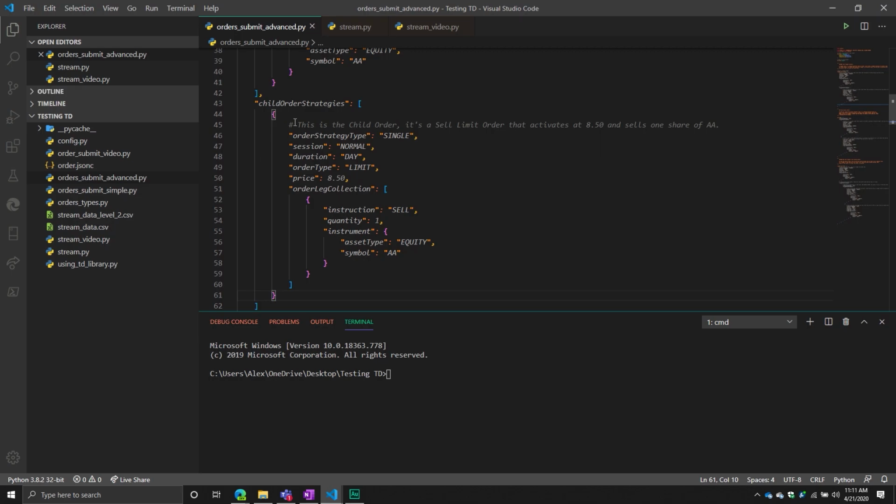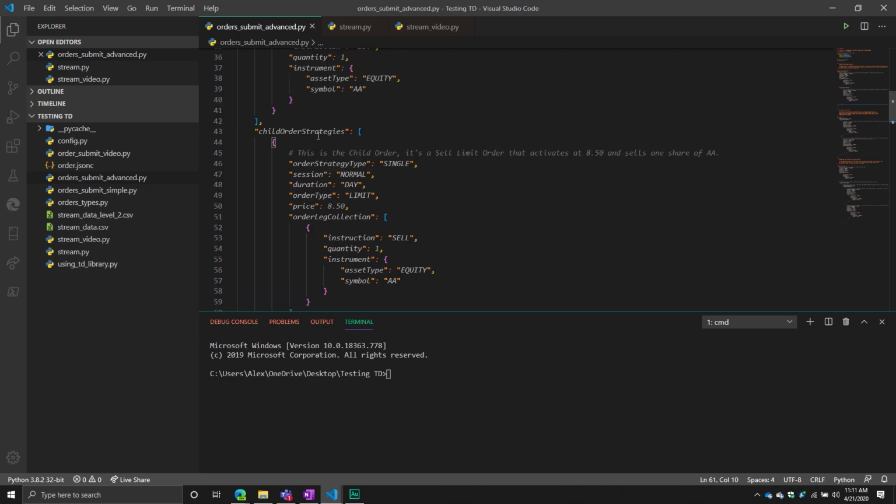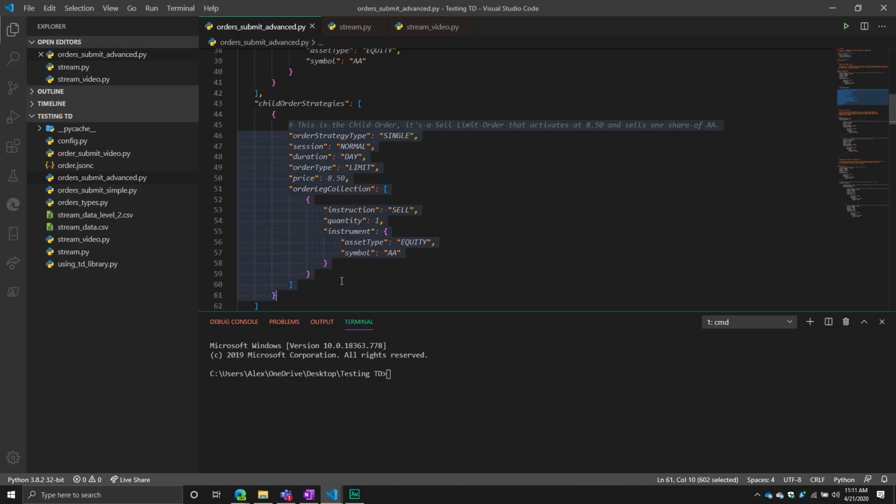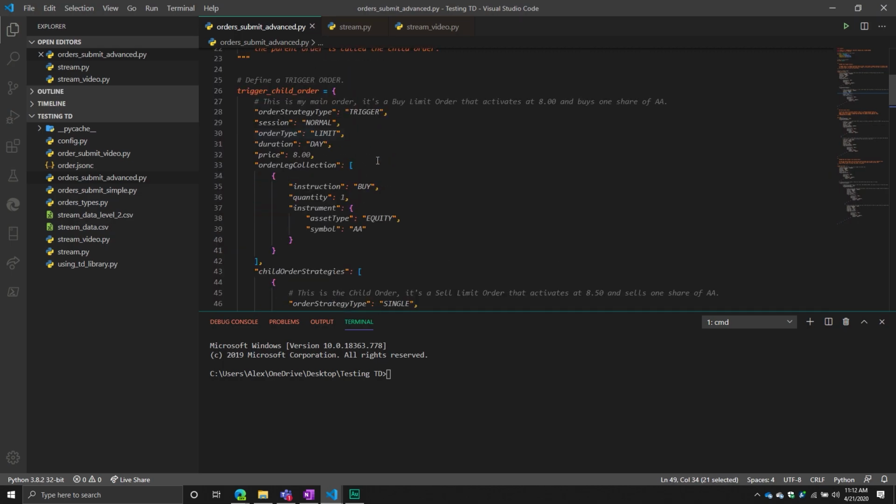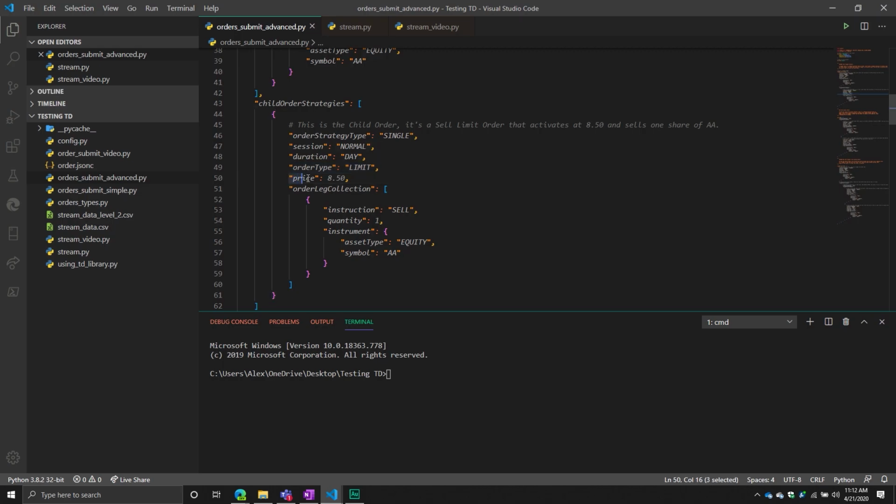So what is this child order doing? Well, if you remember from the previous video, this is actually just one of our limit orders we defined back above. So this should look really familiar. So all this one is going to do is we have another limit order where it's good for normal market hours. It's good for the day. It's an order type of limit. And then from here, we have a price of $8.50. So it will activate at $8.50. And when it activates at $8.50, it will sell one share of our Alcoa stock.